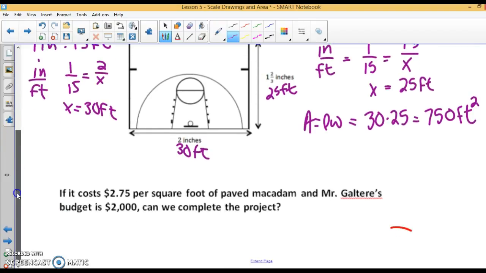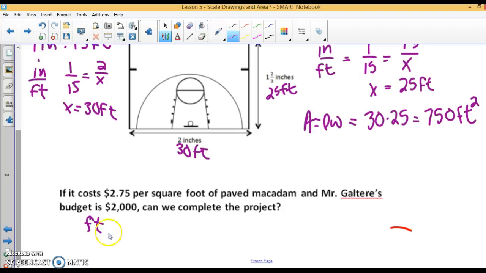All right. It says, if it costs $2.75 per square foot of paved macadam, and Mr. Galtier's budget is $2,000, can we complete this project? All right, let's set up a proportion again. We're going to set up a proportion to do this.